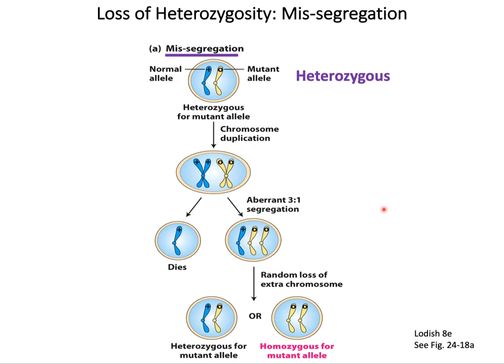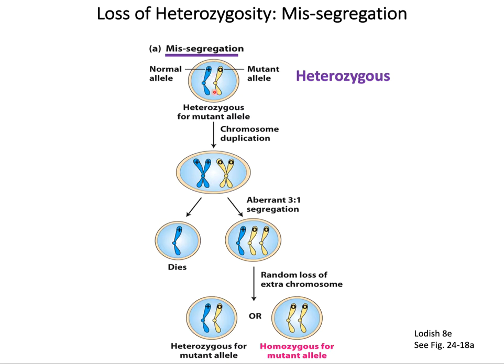The other way is through the loss of heterozygosity. And this can happen in two ways. The first way is missegregation. We covered this in the cell cycle. When cells divide, you have appropriate segregation of chromosomes to the daughter cells. And we looked at the very exquisite controls that regulate the segregation event during mitosis.